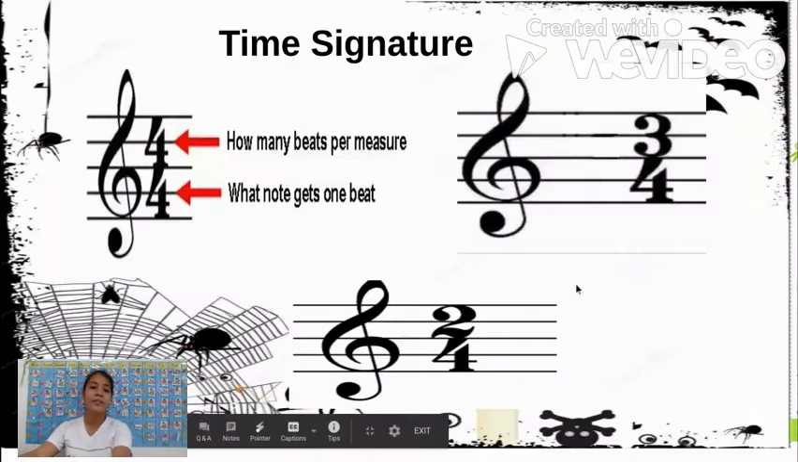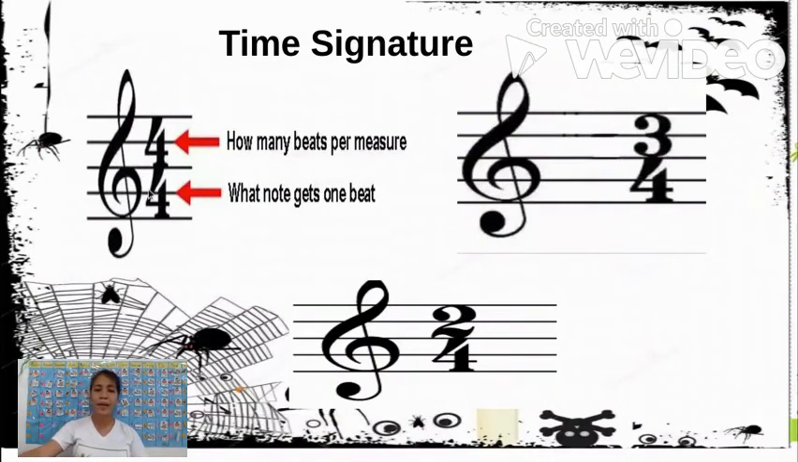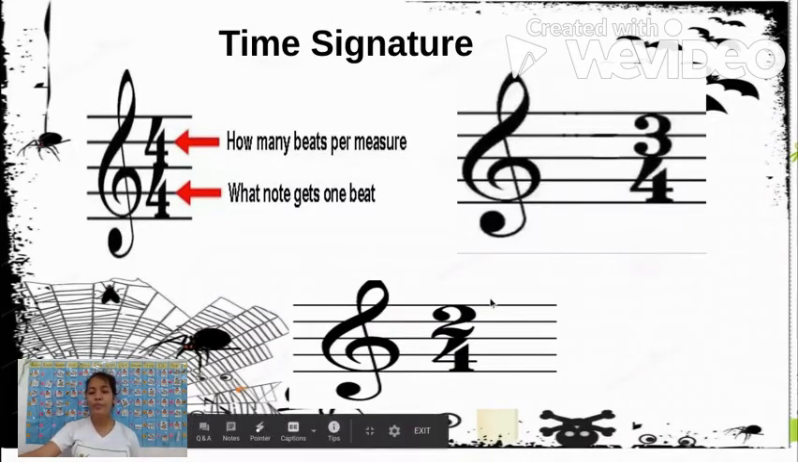For example, these are examples of time signature. This one we have 4 4. Again, class, don't read it like fourth fourth. It should be read "four four" because this is music. But if it's a fraction in math, you will read it differently. In music, it's 3 4, 2 4.